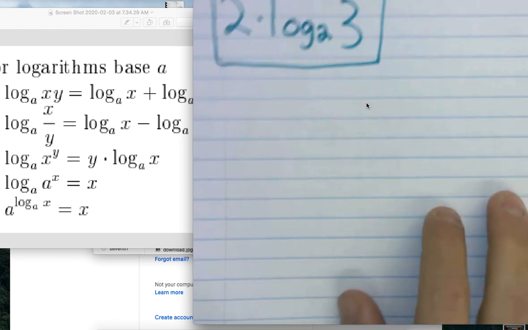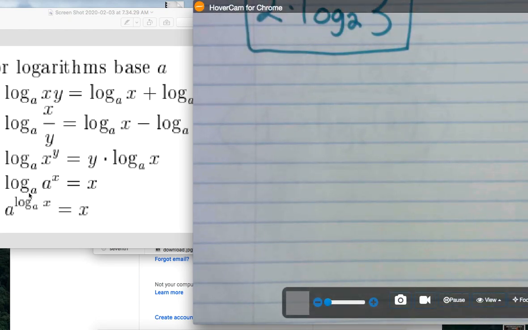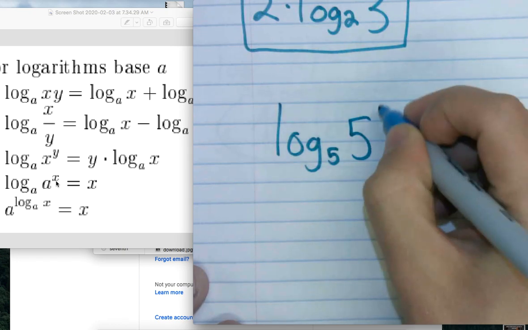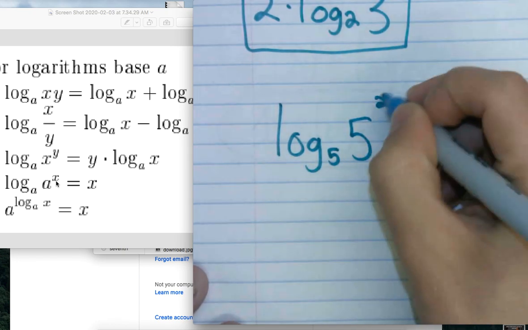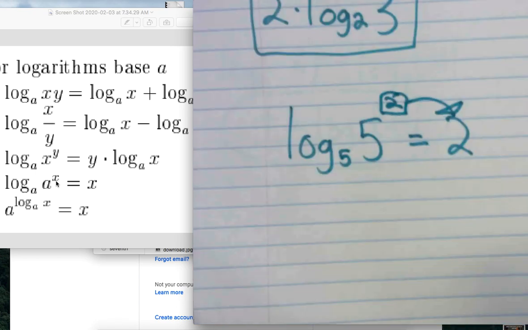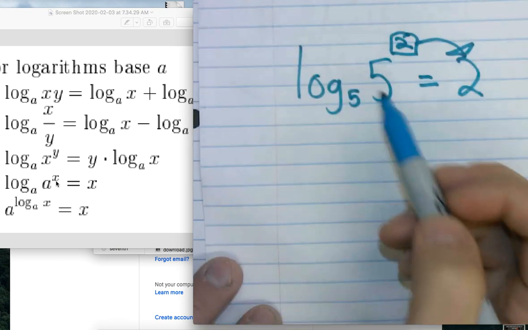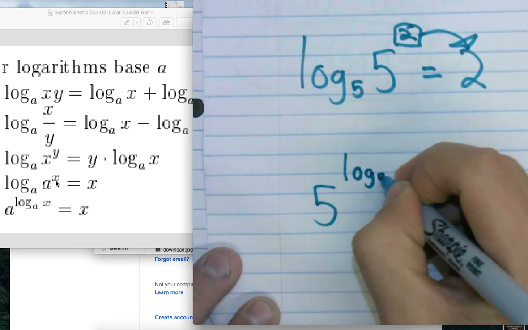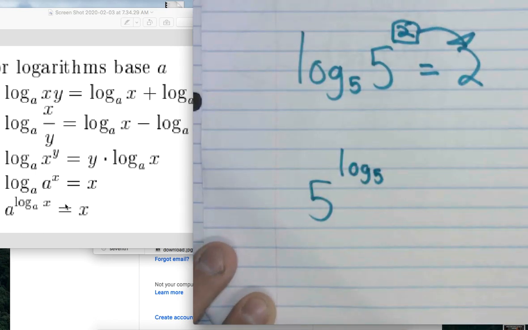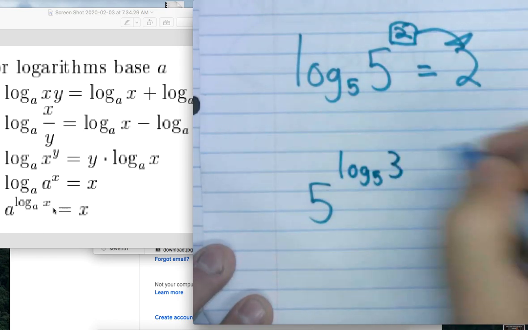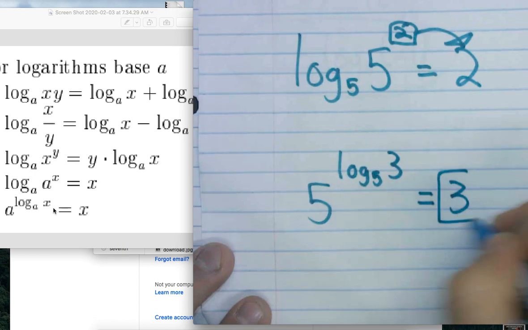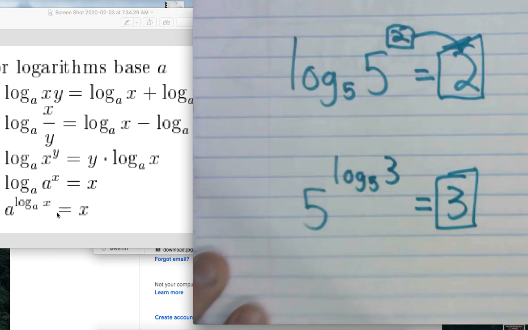With that fourth property, if we have logs with the same base and the same input, but it's to some power, it's just to that power. So log base 5 of 5 squared would be just 2, because 2 is that exponent. But notice that the base and the input have to be the same. We could also see 5 to log base 5. This is for the final property here. And let's say that this is 3. The bases match, so this is just 3. Simple, super easy.